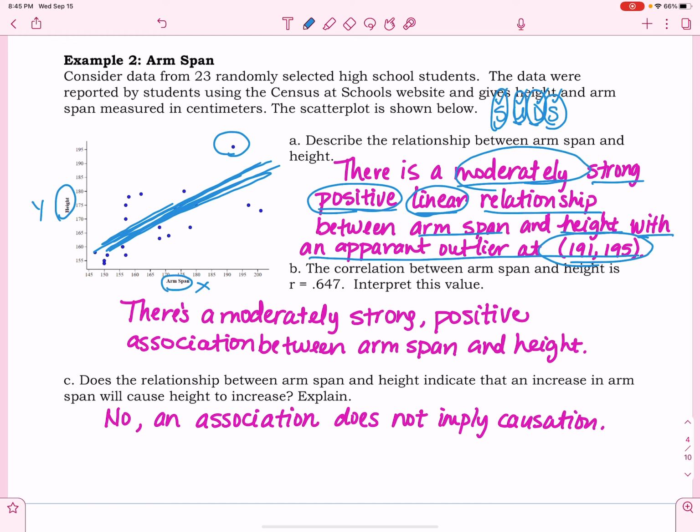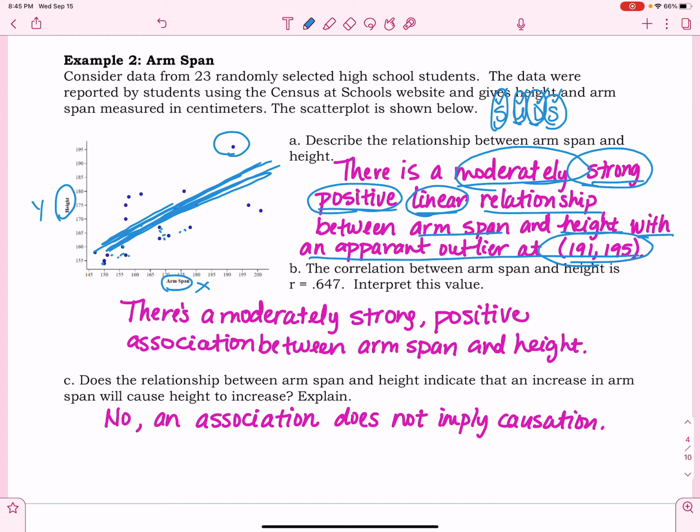Well, I'm calling this moderately strong because if you'll notice, these aren't horribly tightly packed, but they're also not unpacked. There's a lot down here that are really close together. So I'm going to go with moderately strong. So let's see if I'm right.